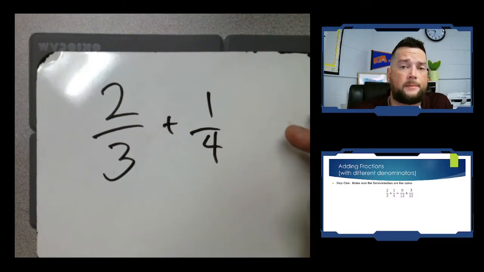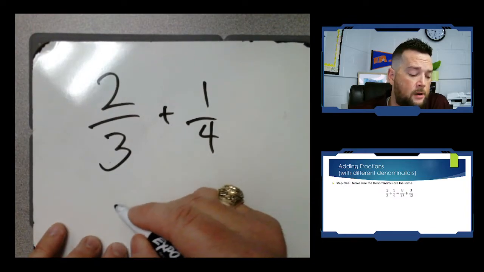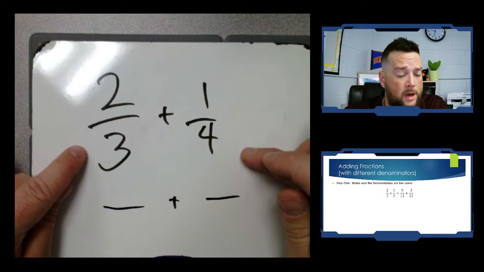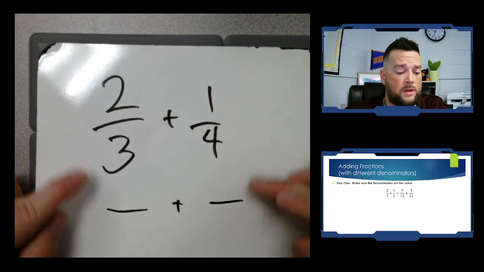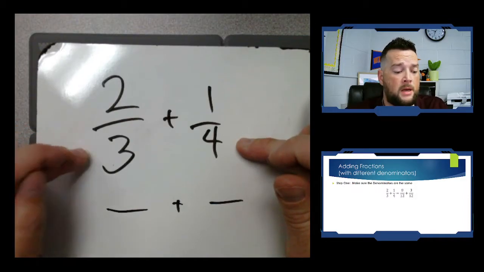The way to do that is not very complicated. You just want to make sure you have the same denominator in the fractions you're adding. The easy peasy way to get fractions with the same denominator is to take the denominators that you have and multiply them.